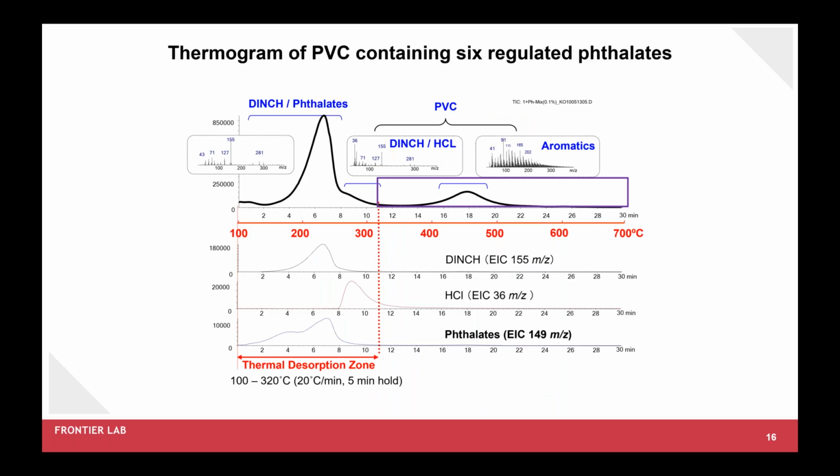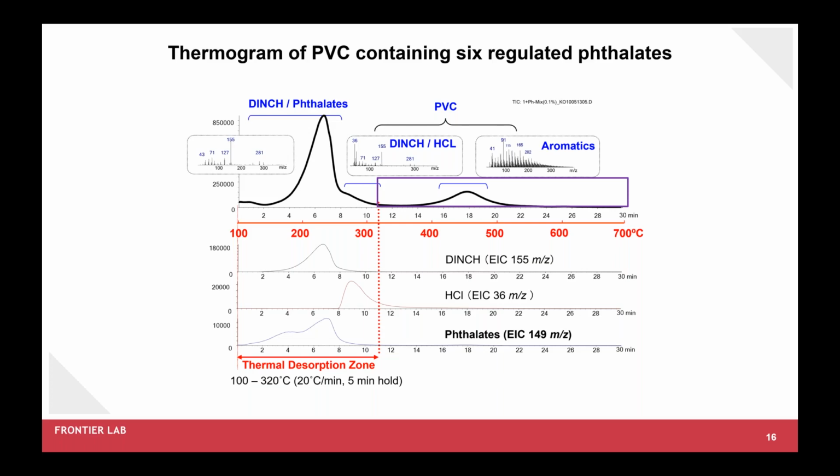The EGA thermogram of a PVC sample heated from 100 to 700 C with a ramping rate of 20 degrees per minute is shown in this figure. Extracted ion chromatograms, or EICs, are also used to identify the thermal zone over which the phthalates evolved from the EGA thermogram. As we all know, ion 149, which is common to all of the phthalates of interest, was used here to identify the phthalates envelope.